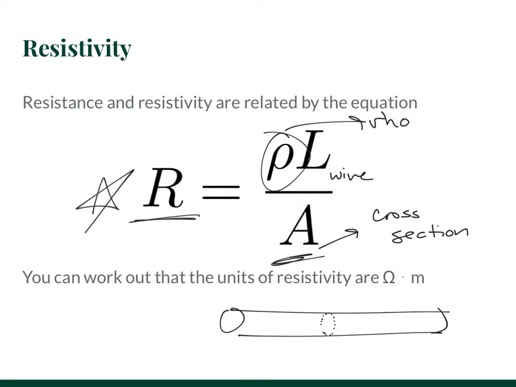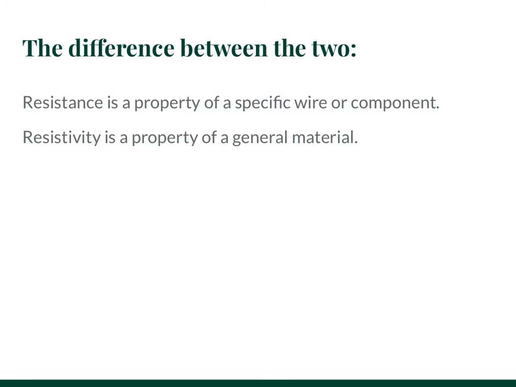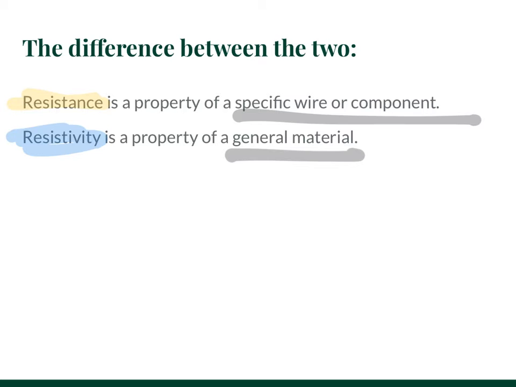If you work out and rearrange all of the units for this equation, you'll see that resistivity, which is that rho, is ohms times meters. So again, to reiterate, the difference between the two is that resistance is a property of a specific wire or component, whereas resistivity is a property of a general material like copper or nickel, whatever the thing is made of.